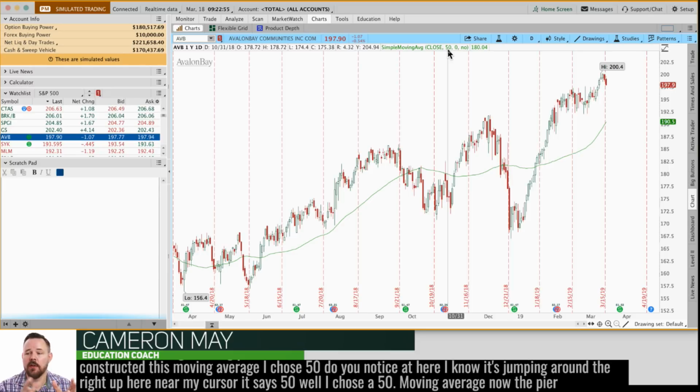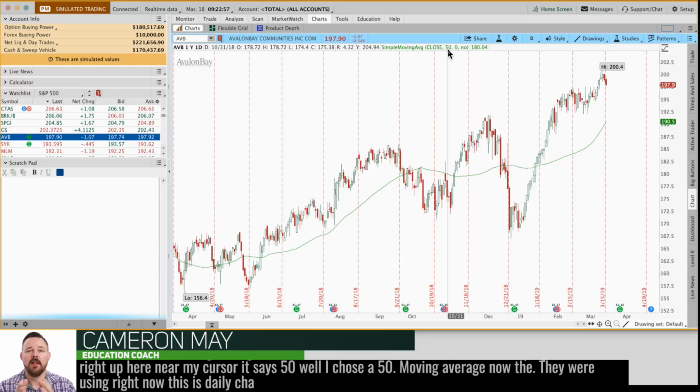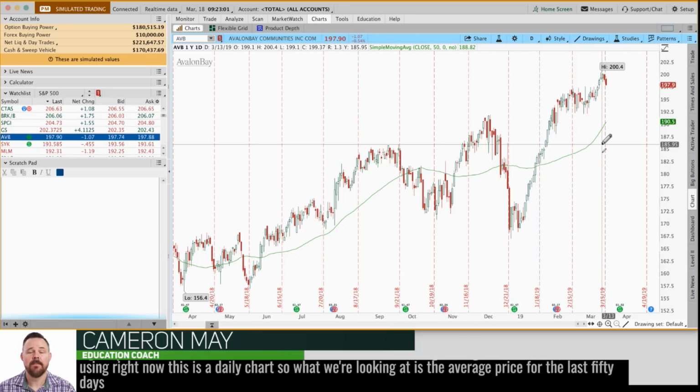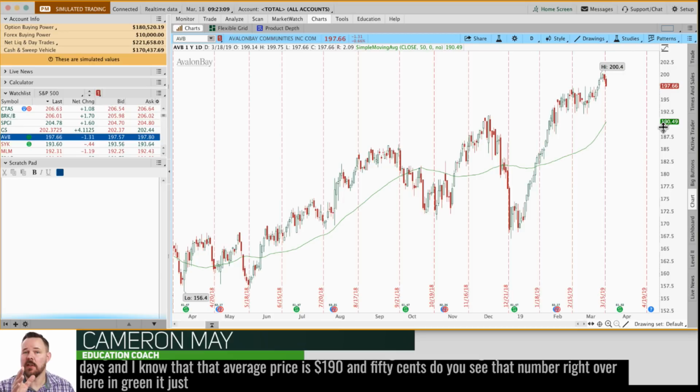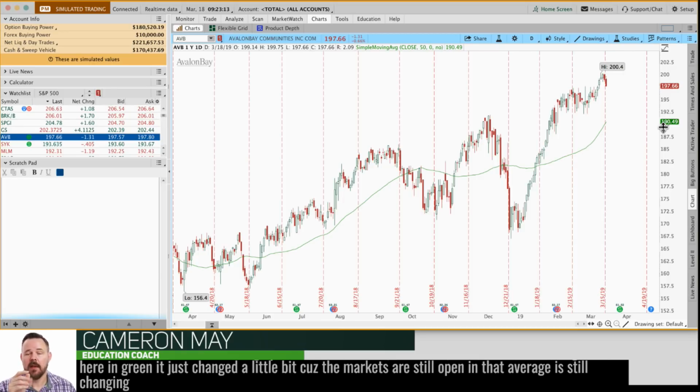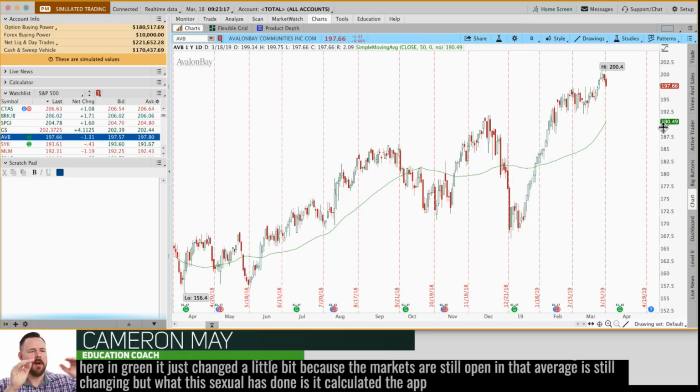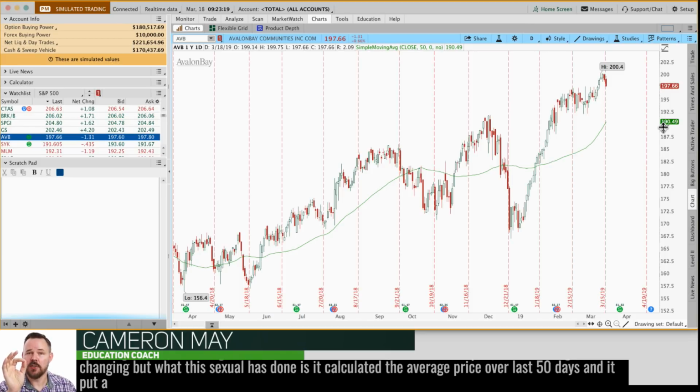Now, the period that we're using right now, this is a daily chart, so what we're looking at is the average price over the last 50 days. And I know that that average price is $190.50. Do you see that number right over here in green? It just changed a little bit because the markets are still open and that average is still changing. But what this tool has done is it calculated the average price over the last 50 days and it put a dot on the chart.